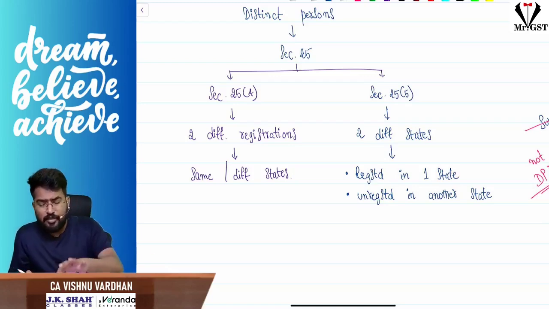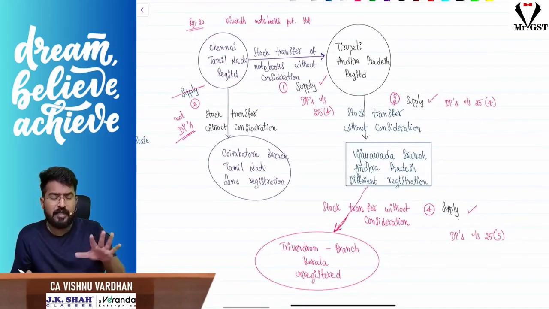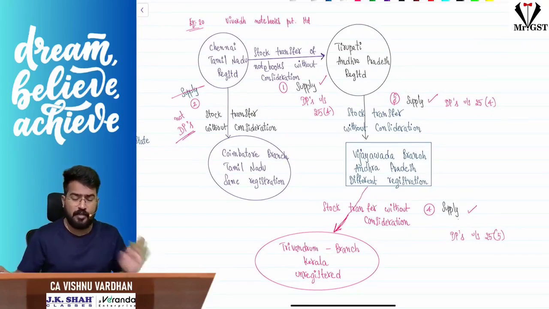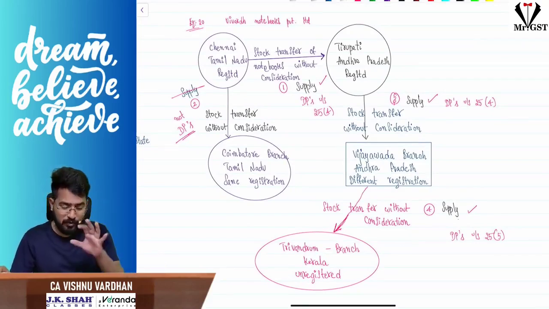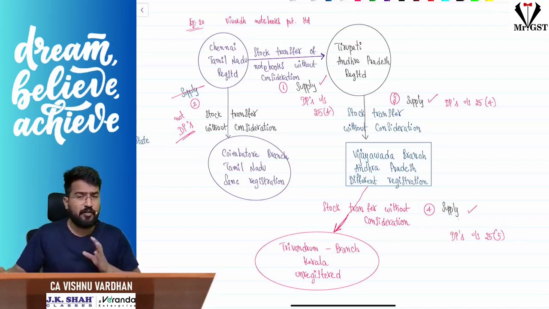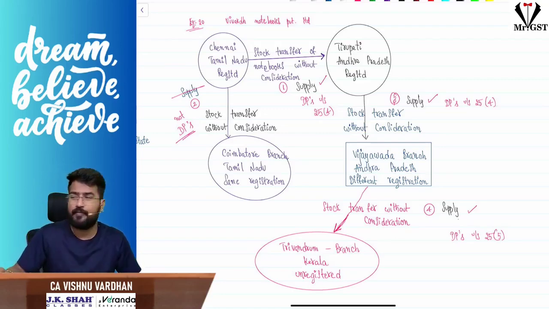Am I clear? So now, anything happening between them is what? Anything happening between them is supply, even though there is no consideration. Those of you who are watching the recording, pause the video and go through this example. See whether you are able to understand the question and the example, and then continue the video.